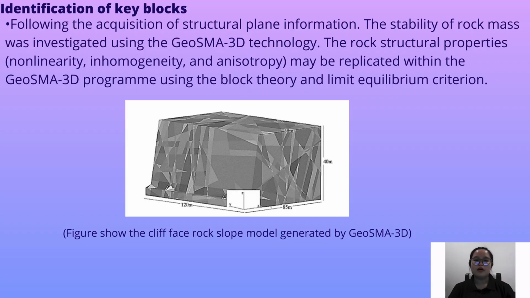Identification of the key block. Following the acquisition of the structural plane information, the stability of the rock mass was investigated using the GeoSMA 3D technology. The rock structural property, non-linearity, inhomogeneity, and anisotropy may be replicated within the GeoSMA 3D program using the block theory and limit equilibrium criteria. A figure shows the cliff face rock slope model generated by GeoSMA 3D.